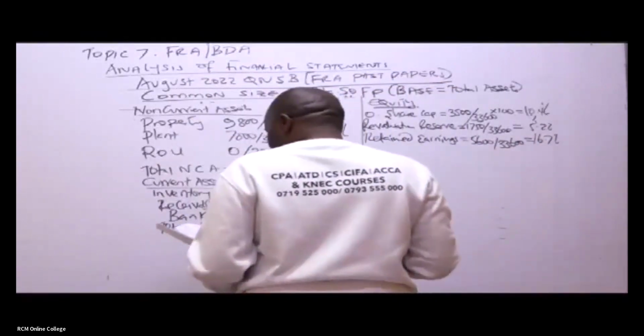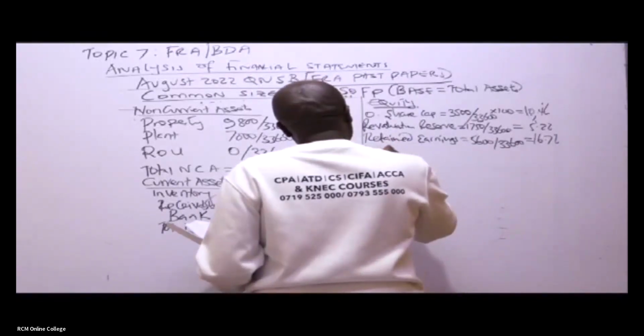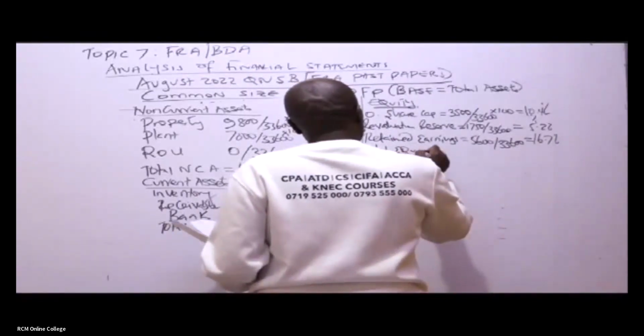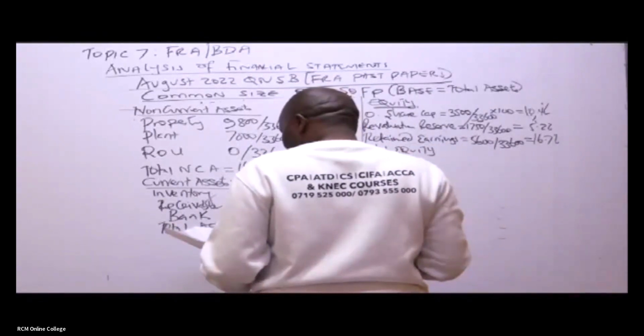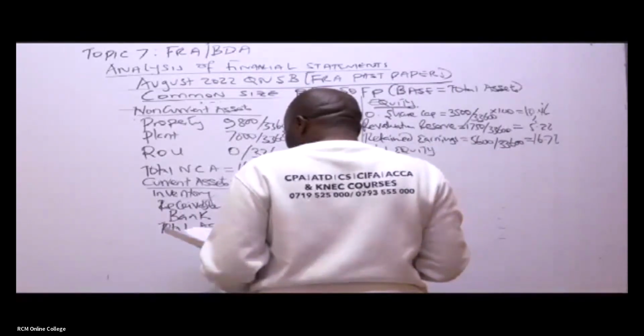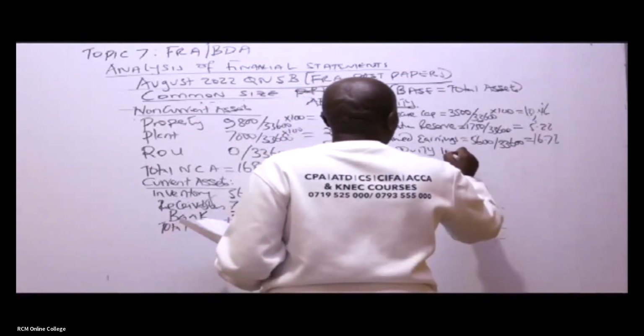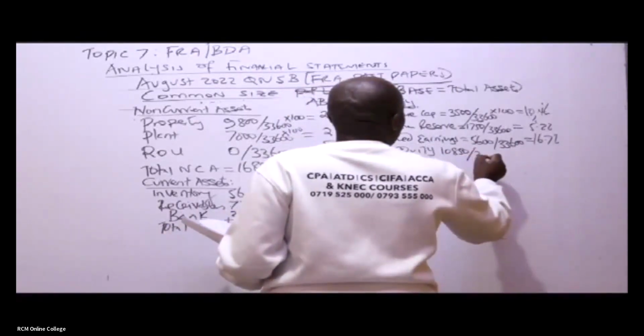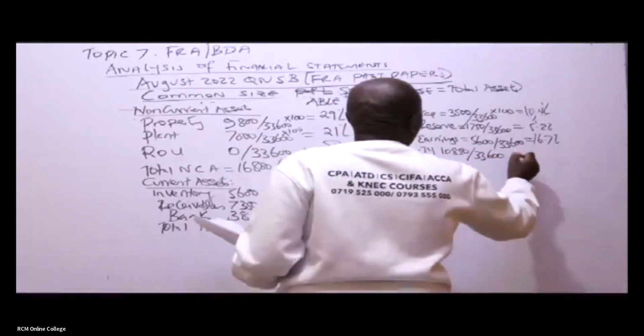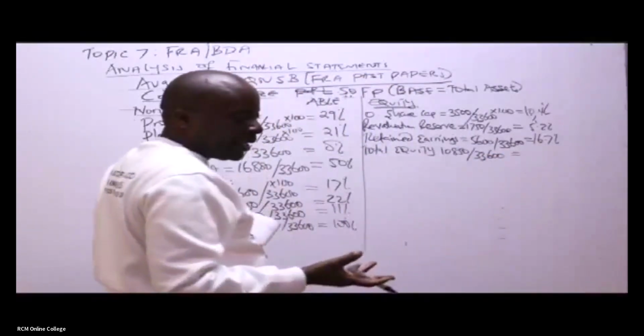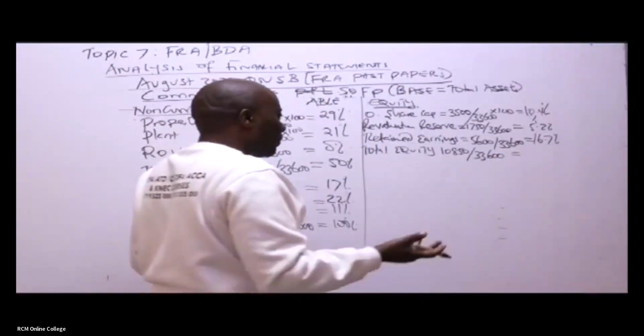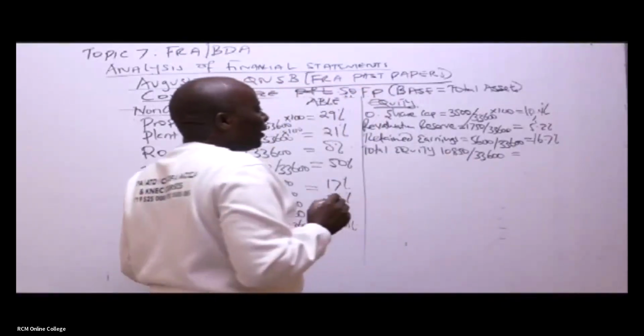Great. Then we have total equity. You write everything given. Total equity, what do we have here? Total equity, we have 10,850. Still divided by our baseline, which is 33,600. Give me an answer. Give me a number there. 16.67%. No, that is retained earnings.